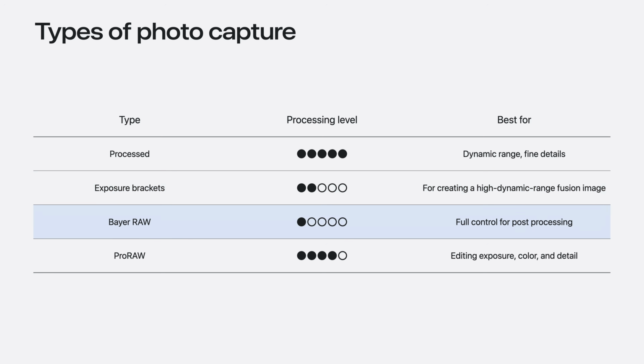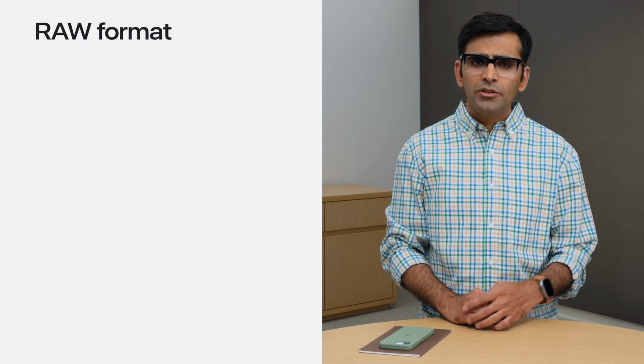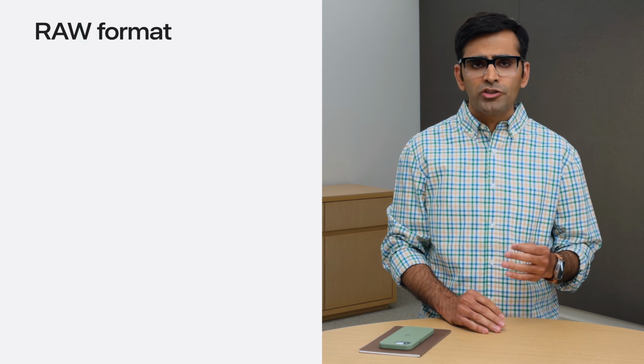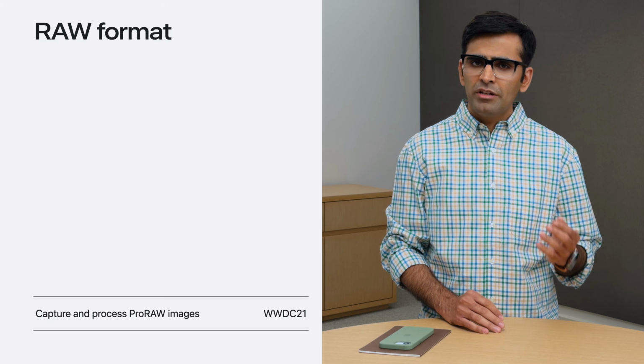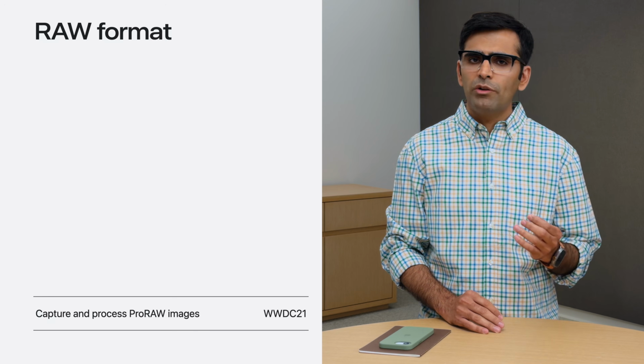Third, Bayer RAW photos. RAW gives you minimally processed data straight from the sensor. This is ideal for post-processing and editing use cases. And fourth, Apple ProRAW. ProRAW combines the flexibility of RAW with iPhone's image processing. It gives you more flexibility when editing exposure, color, and detail. To learn more about RAW format, watch Capture and Process ProRAW images from WWDC 2021.